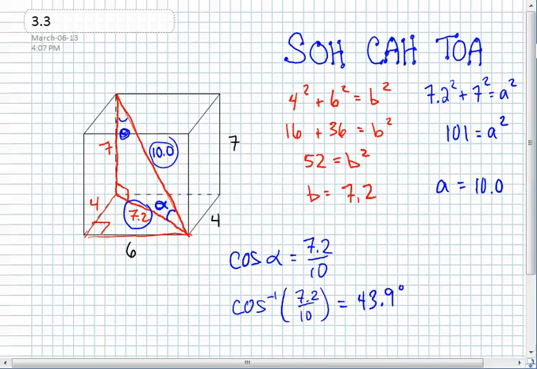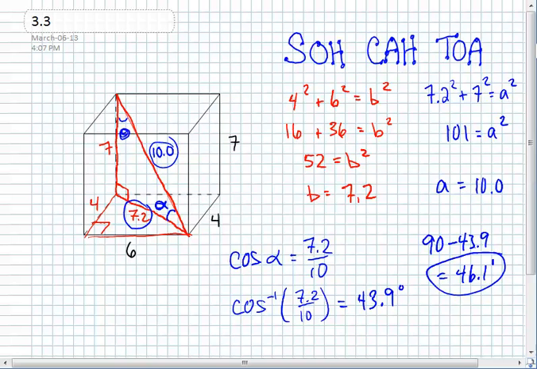Okay. And then how are you going to find theta? Sine, cosine, tangent? You could, or if you're smart, you'll just go 90 minus 43.9, because they have to add up to 90 degrees since it's a right triangle, and you get your answer of 46.1. So there you go. But if you did sine, cosine, or tangent, you still would have got the right answer. So either way, there you are.